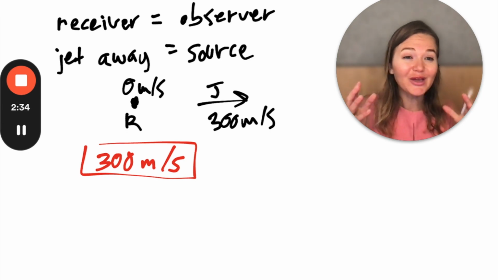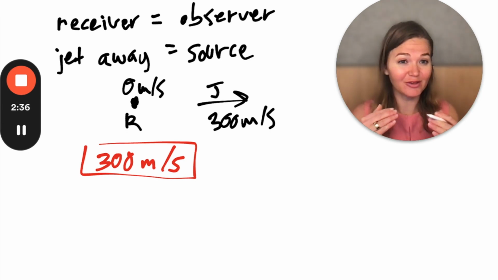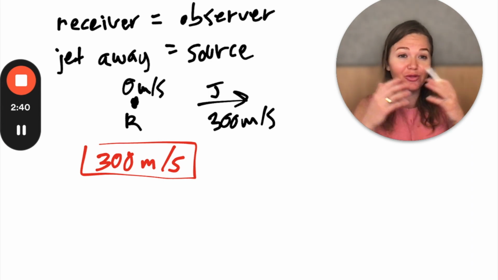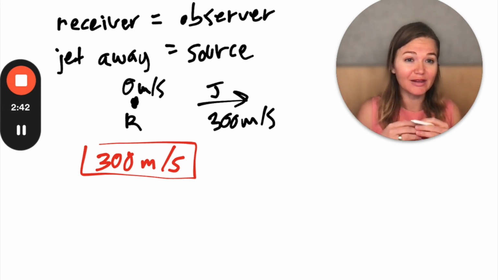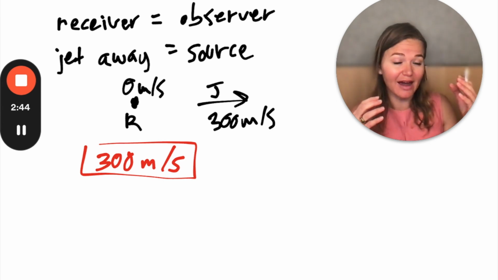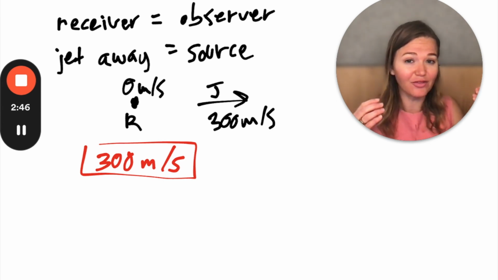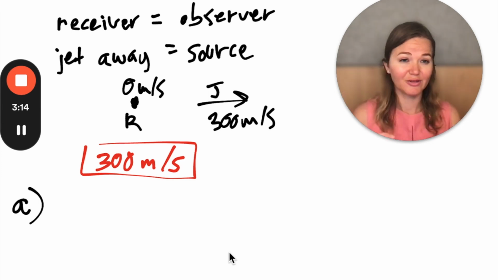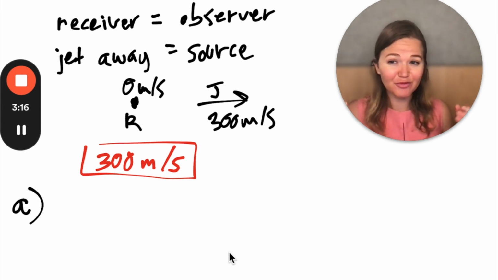So this is what we're looking to match in our answer choices, right? We're looking to find the answer choice that also has relative motion equal to 300 meters per second between the thing that's emitting the sound, in this case the plane that's flying, and the receiver, the thing that's measuring the sound, the thing that's observing the sound. So in answer choice A, how much relative motion do we have?